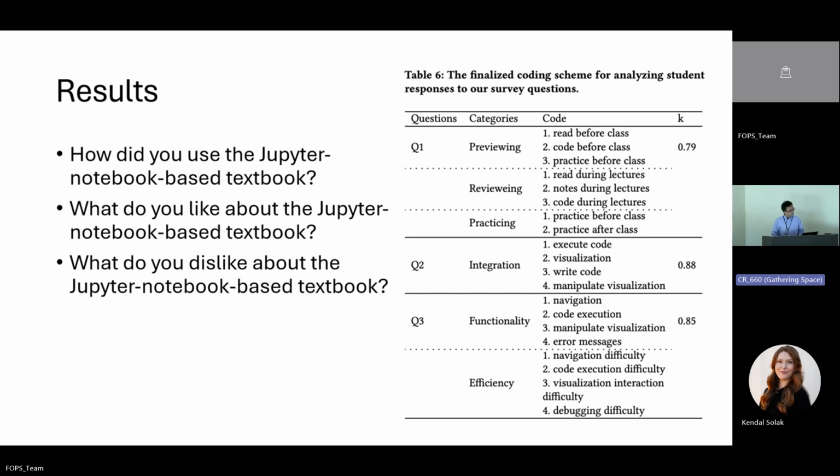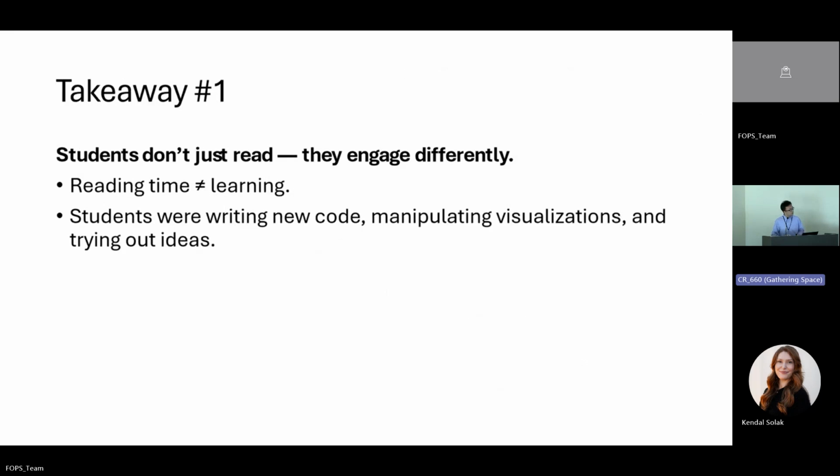We also coded all the responses to the 3 open-ended questions. I'll be quick, just summarize what we found out. There are 3 takeaways. The first takeaway is they don't just read, they engage differently. If you try to think about if they read something, that doesn't really represent whether they learn or not. It's the manipulation, it's the running the code cells that actually matter a whole lot more.